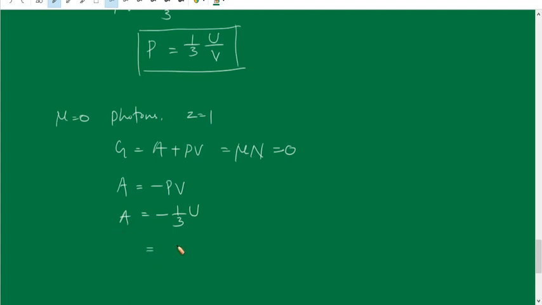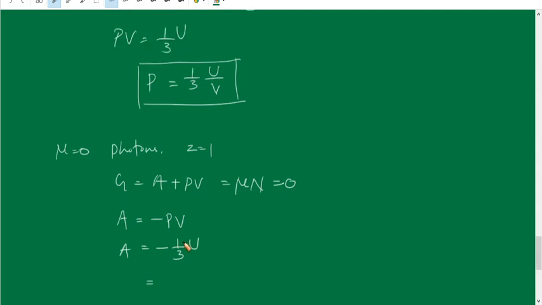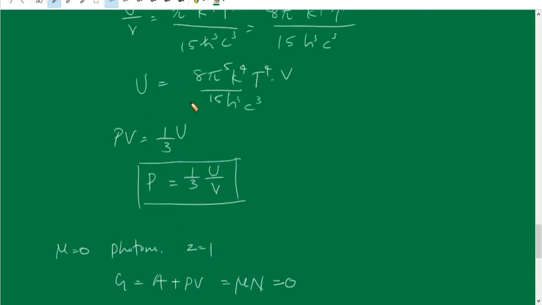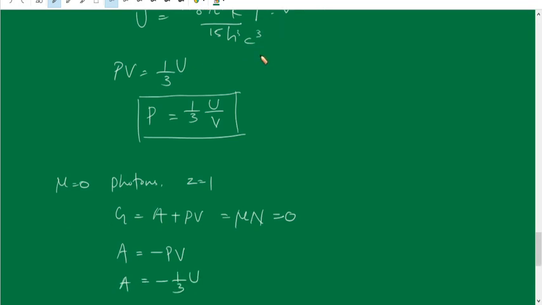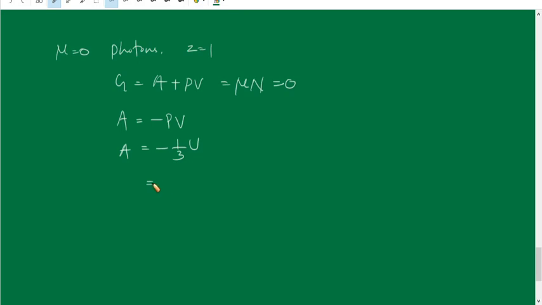So we can write this internal energy U as a function of the remaining things, which are constant: 8 pi raised to 5, k raised to 4, 15, h cube, c cube, all are constant. So we can write U is proportional to V T raised to 4, isn't it? So A is proportional to V T raised to 4, since U is proportional to V T raised to 4.